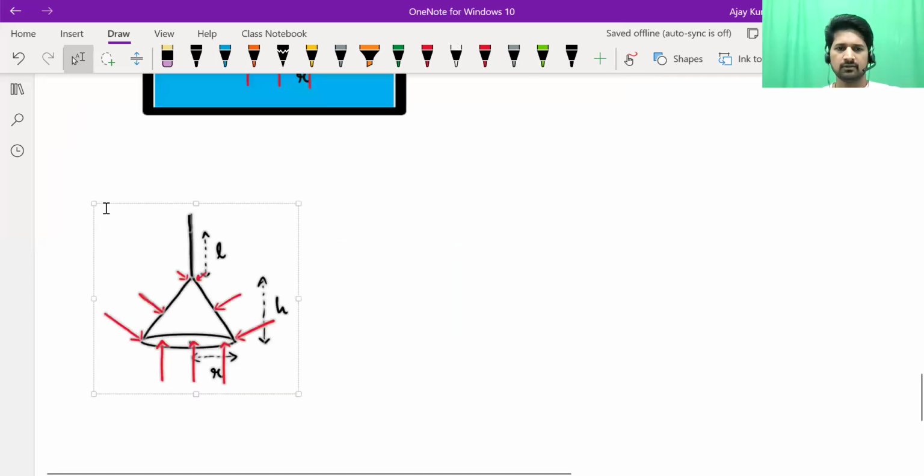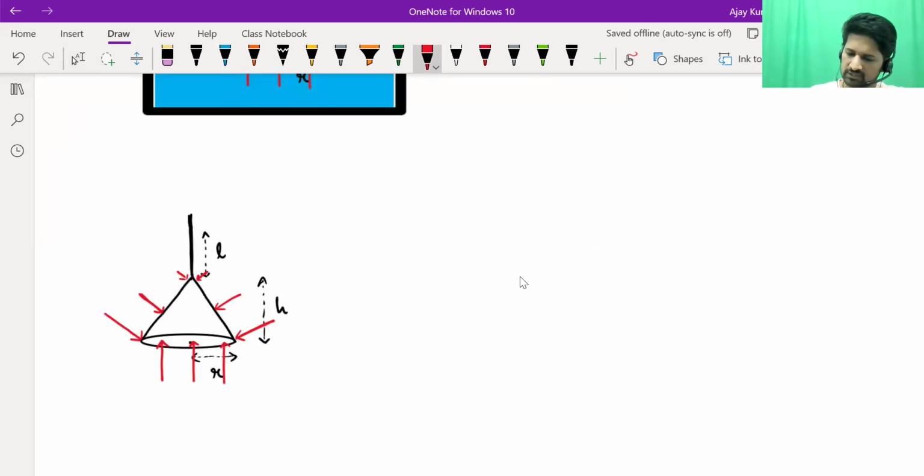Okay. Listen, all of you. These red vectors are the forces exerted by the surrounding liquid on this cone. Some of them act on the slant surface of the cone. Some of them act on the base of the cone. The resultant of all these is what you call buoyant force. So you can write a vector equation like this. Buoyant force is the resultant of the force acting on the slant surface plus the force acting on the base. This is a vector equation.